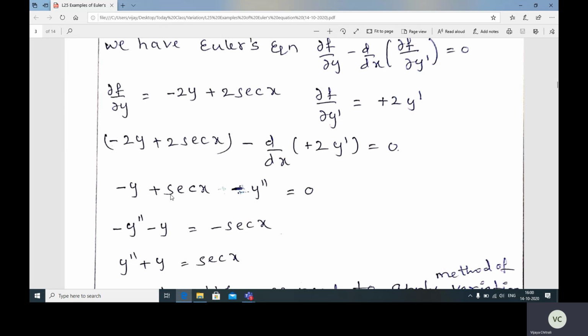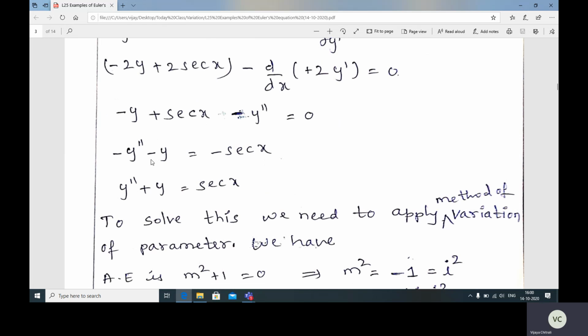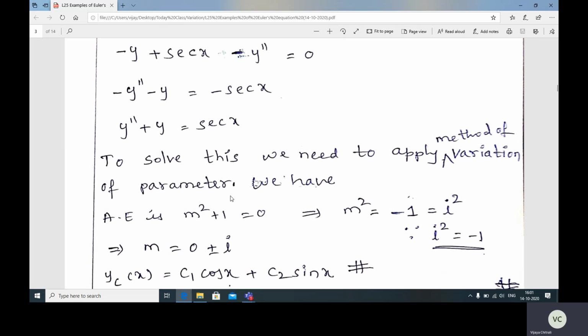Now take this sec x from LHS to RHS, plus becomes minus. So next step is minus y double dash minus y is equal to minus sec x. So minus is common for both sides, so cancel. So you will get here y double dash plus y is equal to sec x. So this is a second order ordinary differential equation. So we need to solve this for y.